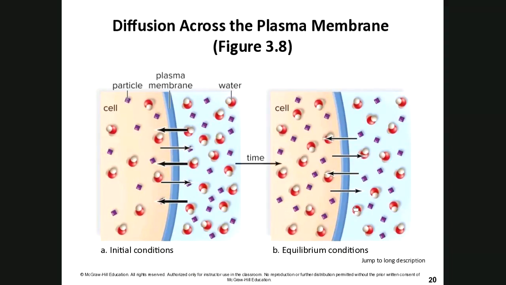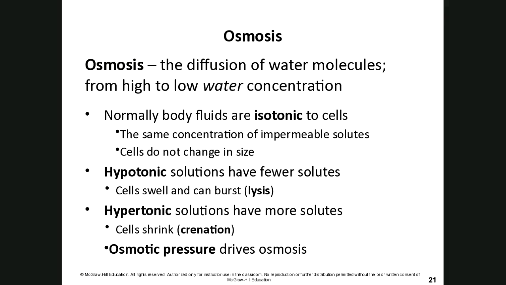So you're probably asking yourself, what about water? Does water also exhibit diffusion or passive transport? And it absolutely does. But the diffusion of water has a special name. We call it osmosis. Osmosis is just the movement of water from an area of high concentration to low concentration. Normally, your body fluids like to be in what we consider an isotonic state. That means that the concentration of water and solutes is equal both inside and outside of the cell. When your cells are in a nice isotonic environment, the cells don't really change size or shape at all because there is no net movement of water leaving the cell causing it to shrink, or too much water getting into the cell causing it to expand.